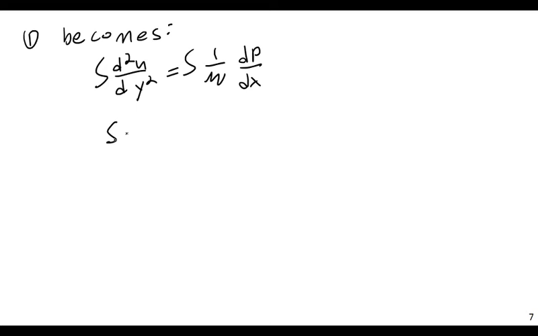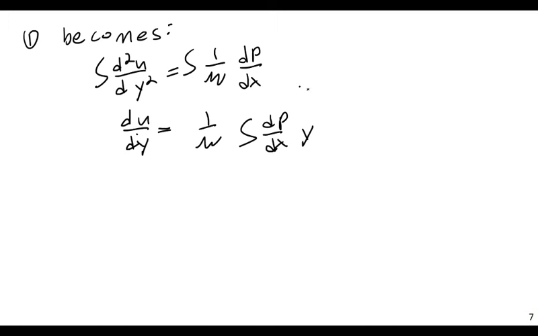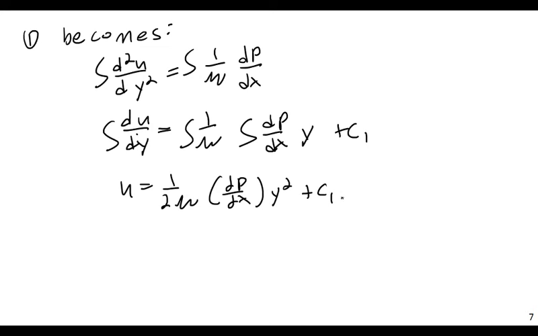So I will get then the first derivative of u with respect to y is equal to simply 1 over mu times the integral of dp dx again, times y, and this was integrated with respect to y here, plus c1, and at the end of this, when I integrate this again, I get u equals 1 over 2 mu times the partial of p with respect to x, y squared plus c1y plus c2.